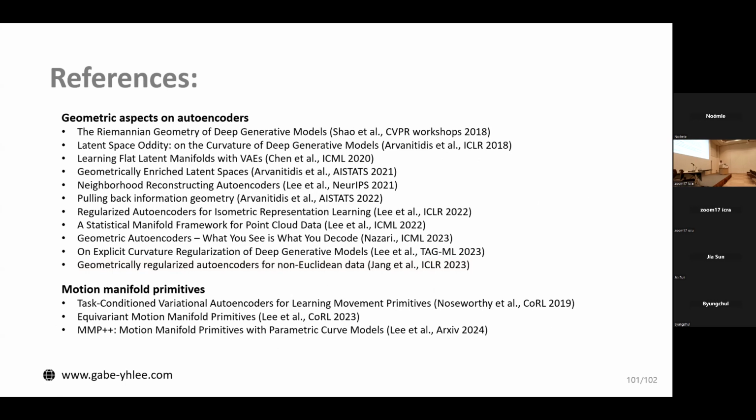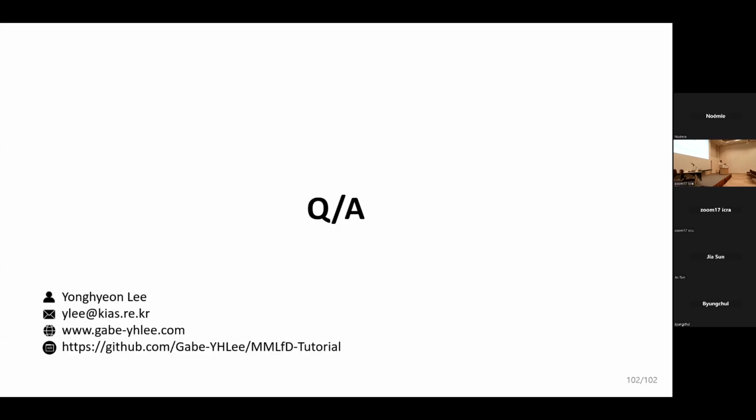Okay, these are references on geometric aspects of autoencoders and motion manifold primitives. And the PDF file of this presentation is available on my website. So if you want to review the slides and have some questions, please check it there. Thank you for listening. Feel free to ask any question.